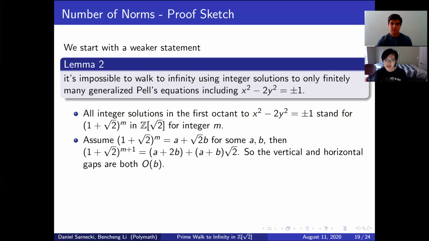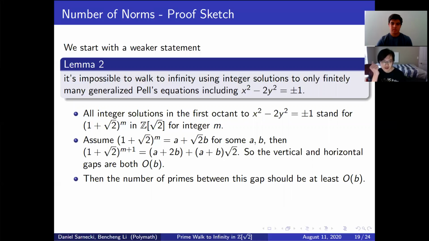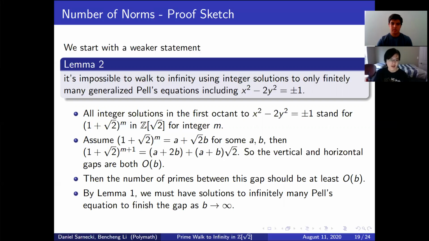And we notice that the vertical and the horizontal gap between these two numbers are both on the order of b. Therefore, in order to fill this gap with bounded step, the number of primes between this gap should at least be on the order of b. So therefore, by Lemma 1, we show that we must have solutions to infinitely many Pell's equations as b tends to infinity.